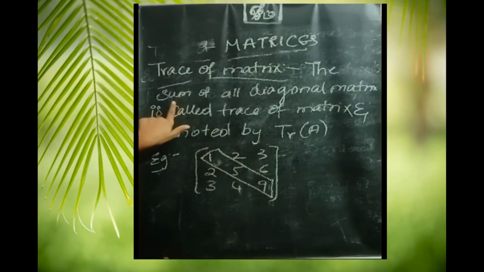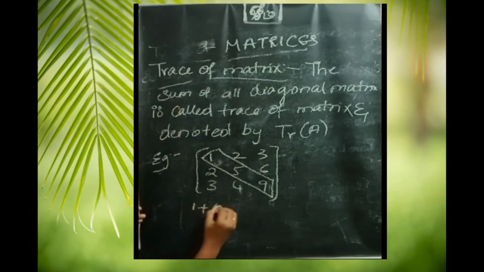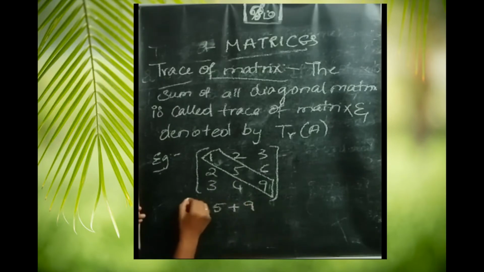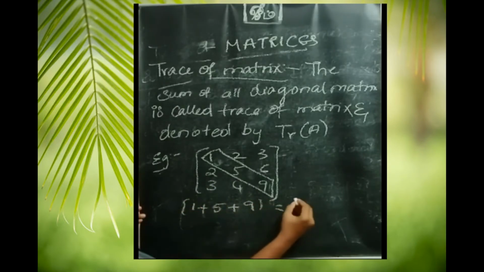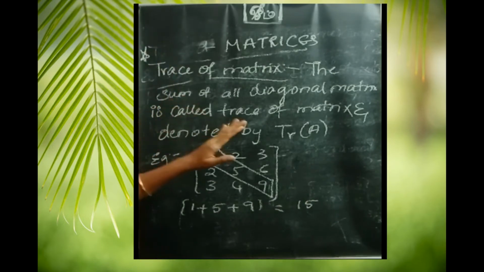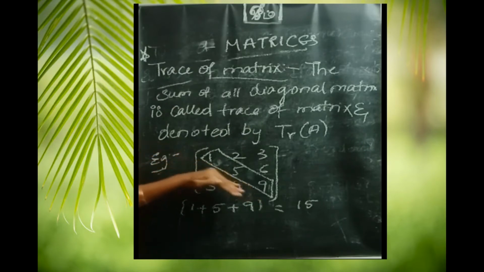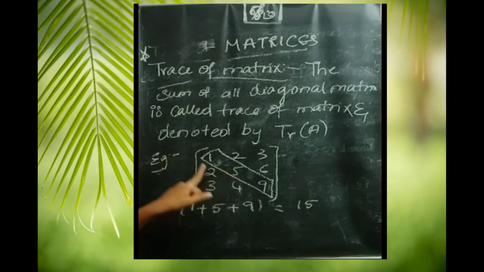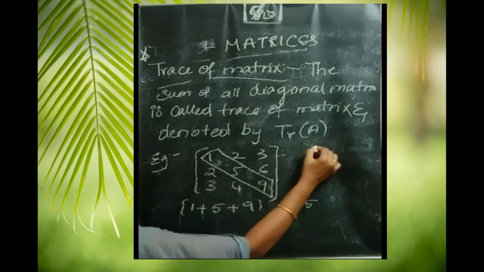So now we have to add. Here what they said, sum. Sum of all the diagonal. That is 15. 15. Very important. So trace of matrix is nothing but the sum of the diagonal of the matrix. We have to add all the diagonals. Don't write all these. For example, another.